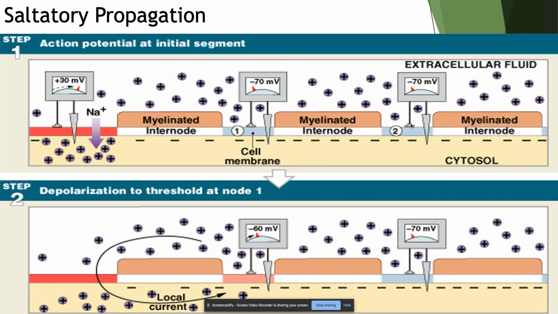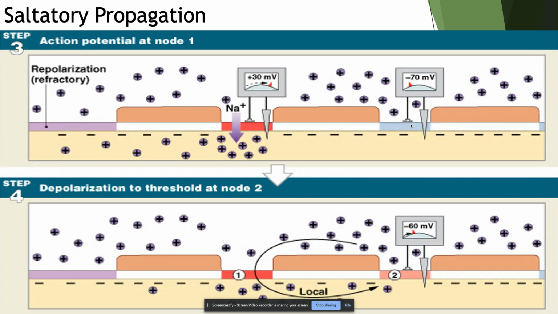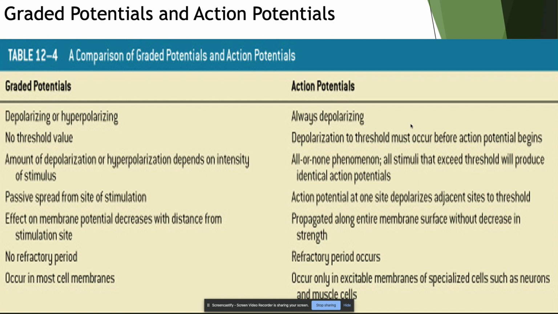And this just highlights some of the steps of saltatory propagation. Step 1, the action potential occurs at the initial segment. Step 2, depolarization to threshold. Step 3, the action potential at node 1. And then step 4, the depolarization to threshold at node 2. This graphic just highlights some of the differences between graded potentials and action potentials.